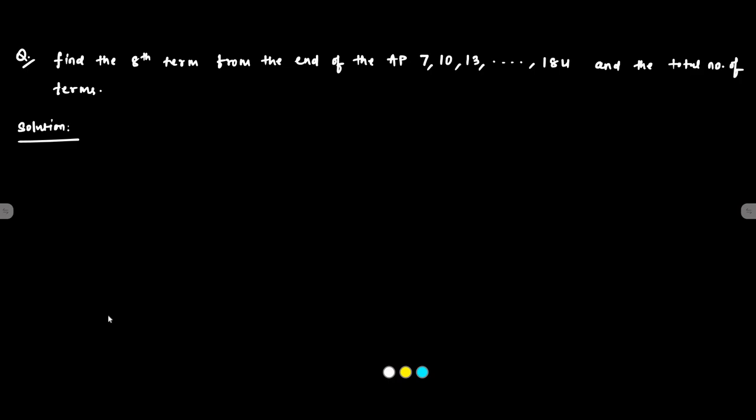So here is the first question on the general nth term of AP from the end, from the last. Here it is given: find the 8th term from the end for the given AP 7, 10, 13 up to the last term, which is 184, and the total number of terms that are present in the given arithmetic progression.